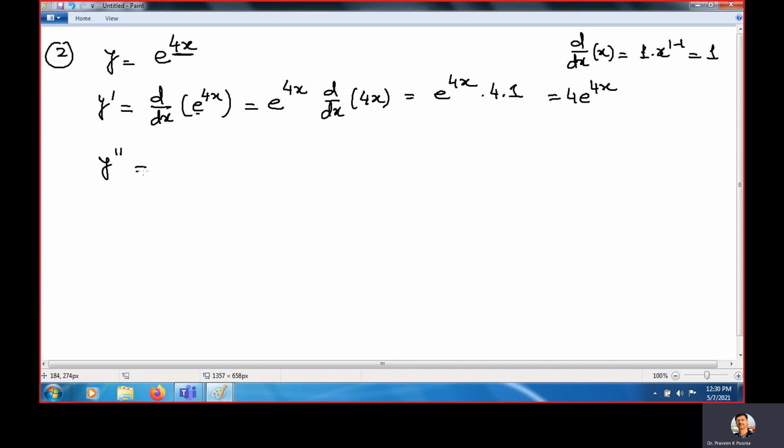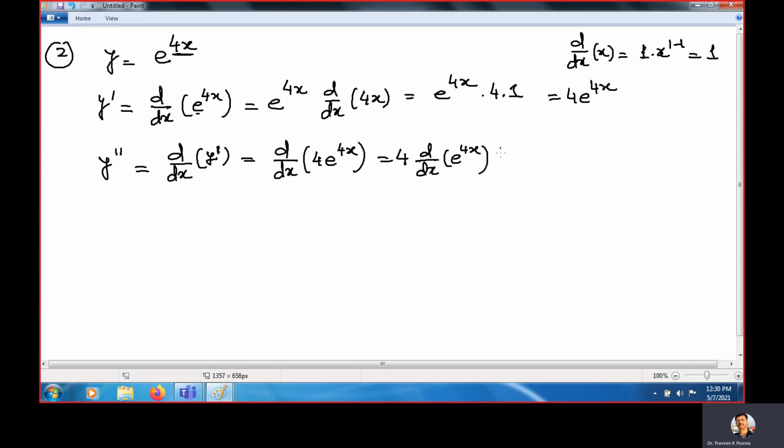If you want to calculate y double dash, what will we do? You need to differentiate whatever value you get at the first step. So d by dx of 4e power 4x. The 4 is out, and again you need to differentiate e power 4x. The derivative of e power 4x is e power 4x times the derivative of 4x. This is how you will calculate.